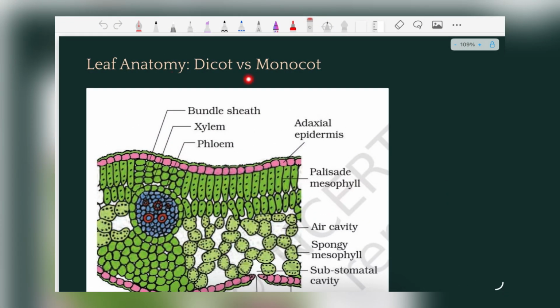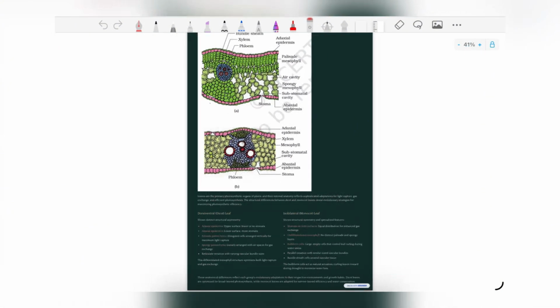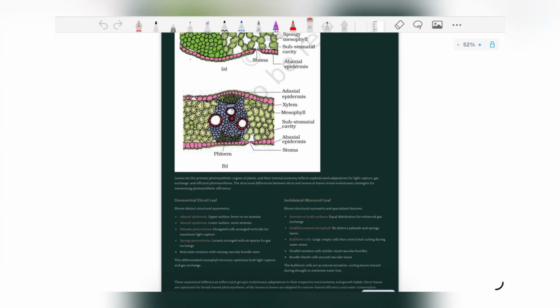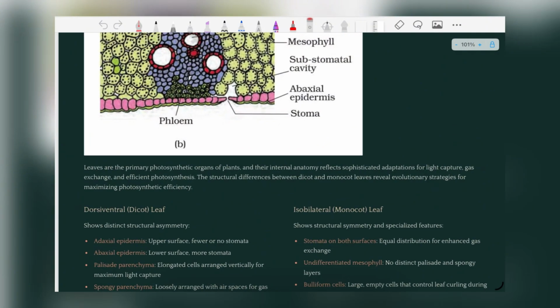Leaf anatomy of dicot versus monocot. Leaves are primary photosynthetic organs of plants, and their internal anatomy reflects sophisticated adaptations for light capture, gas exchange, and efficient photosynthesis. The structural differences between dicot and monocot leaves reveal evolutionary strategies for maximizing photosynthetic efficiency.